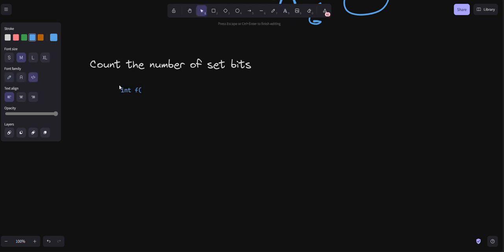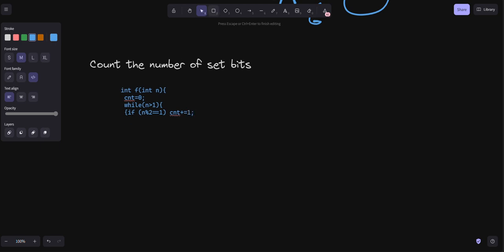So a function with int n. I can have one count variable defined as 0. And I can have a while loop while n is greater than 1. Run a loop. If n is odd, then count plus 1 is equal to 1.